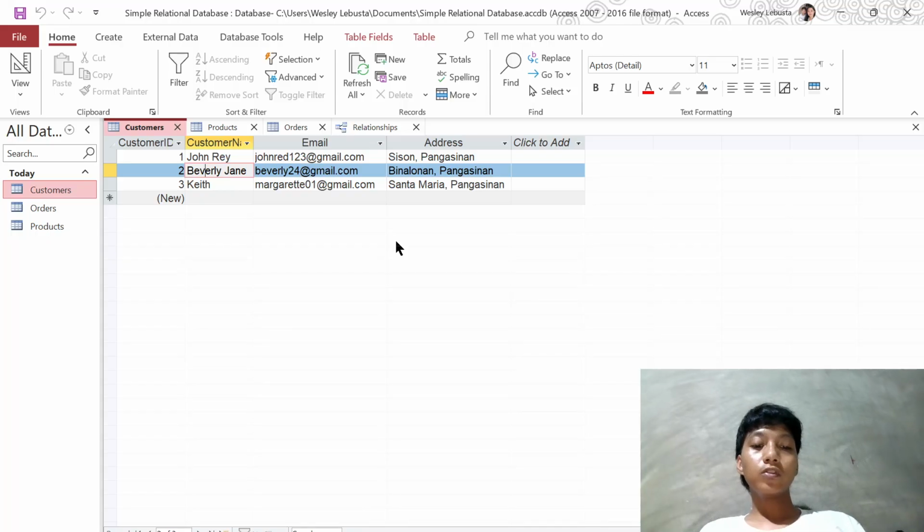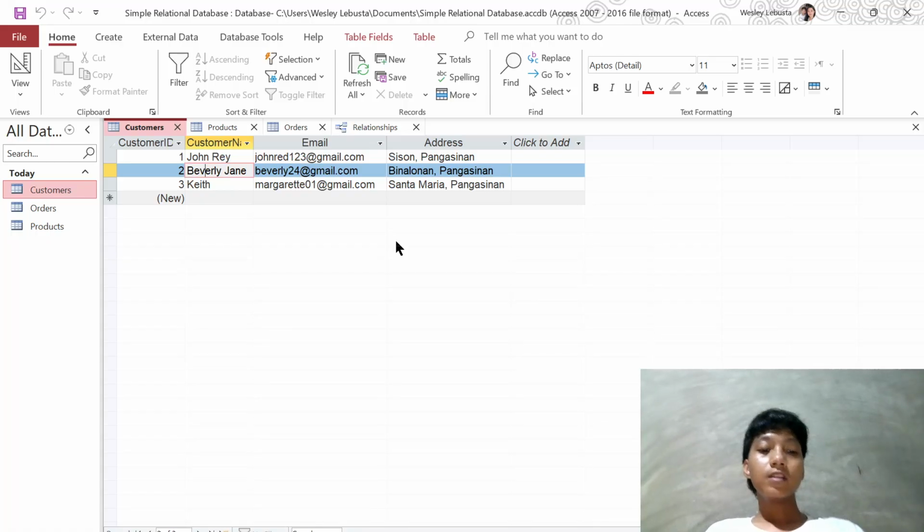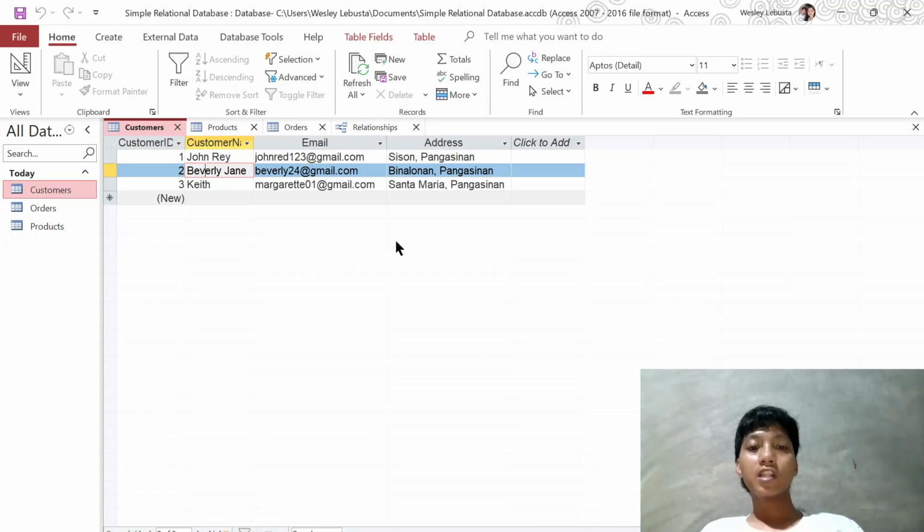So in our conclusion, relational databases are best suited for systems that require structured, organized, and consistent data, while NoSQL databases are more suitable for applications that deal with larger volumes of unstructured or rapidly changing data.